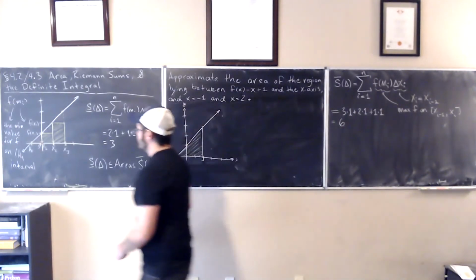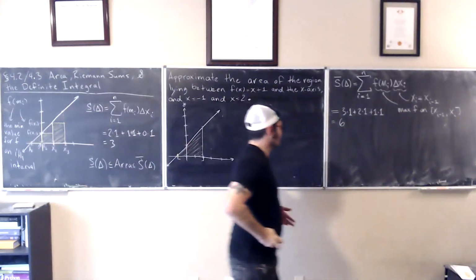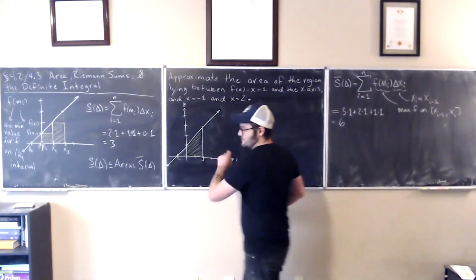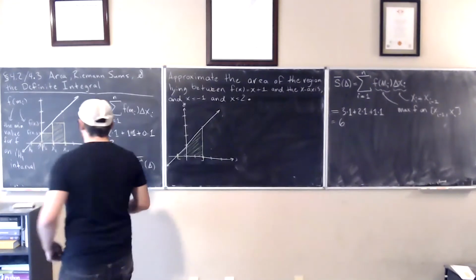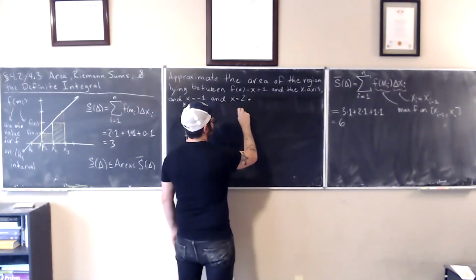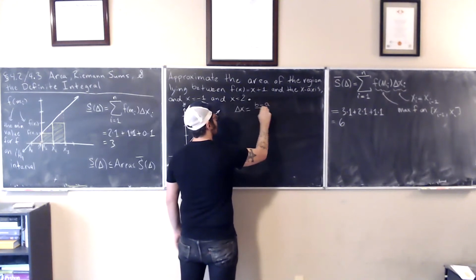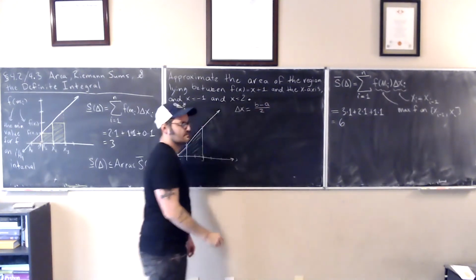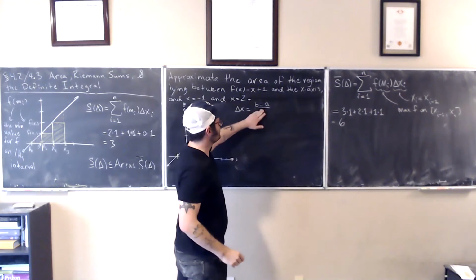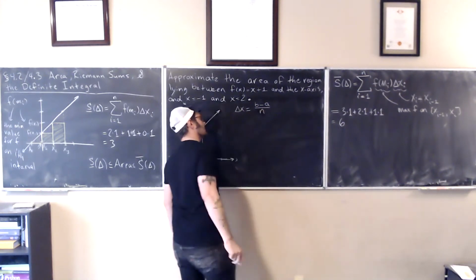Okay. So one thing to note, if we choose each of the intervals to have the same length, then we can say that the change in x is going to be equal to b minus a over 2. Or no, not over 2. That would put it in 2 pieces.